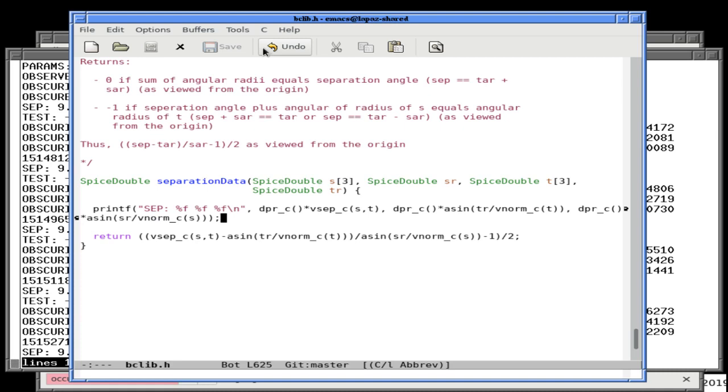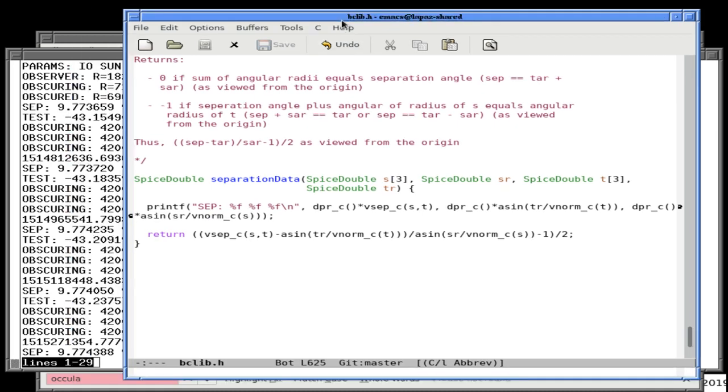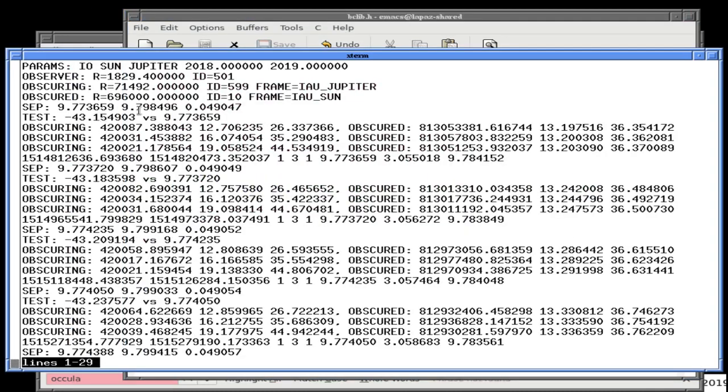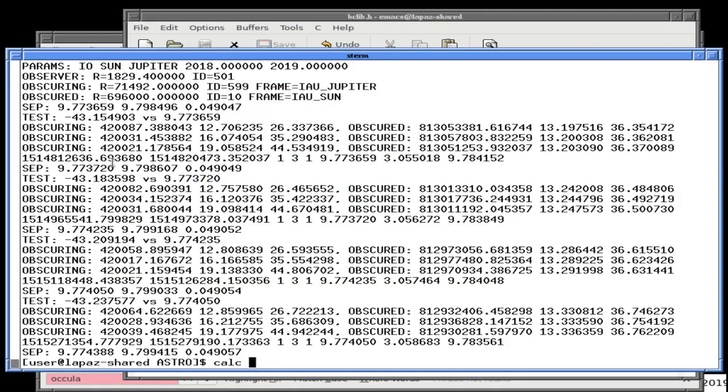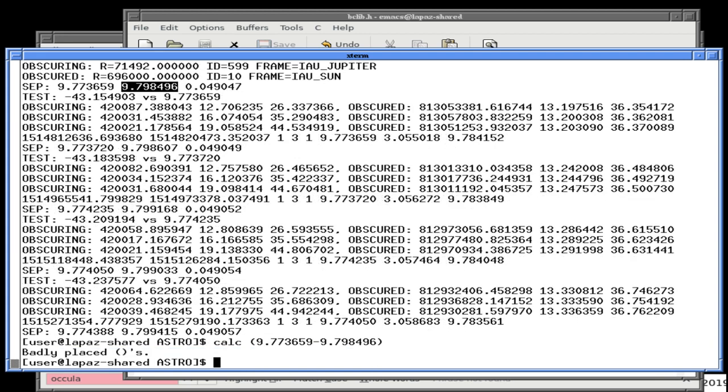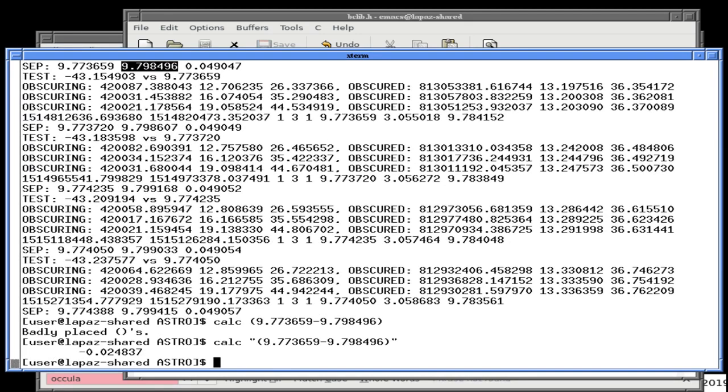Okay, so what we should be getting is separation minus this, which is going to be like, let's work that out. Separation minus the t angular radius, t is the obscuring object, which in this case is Jupiter. And I think I've almost definitely got a division sign. Okay, so this should be very close to me wishing that I'd fixed the calc function earlier. Okay, that doesn't look too bad at all.